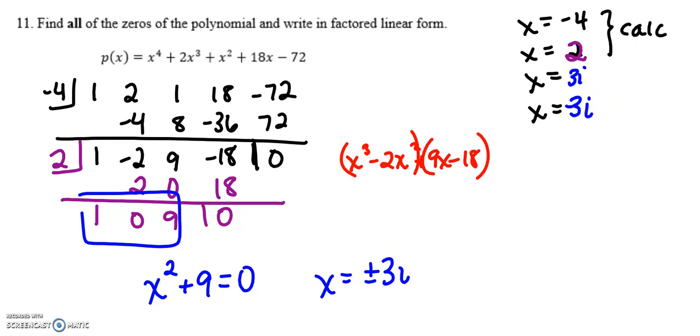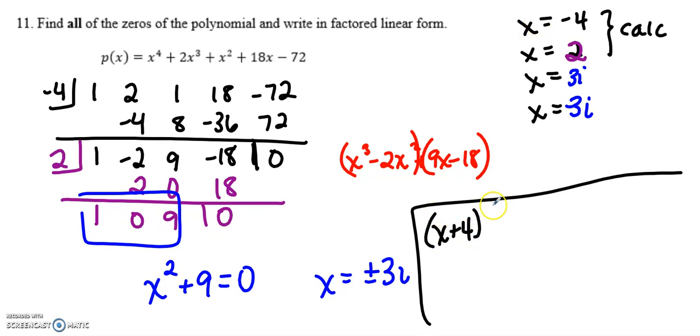Then it says to write in factored linear form. So factored linear form, I'm going to take these zeros, and I'm going to write x plus 4 because that's the factor, x minus 2 as a factor, x minus 3i, and x plus 3i. So this is your factored linear form.